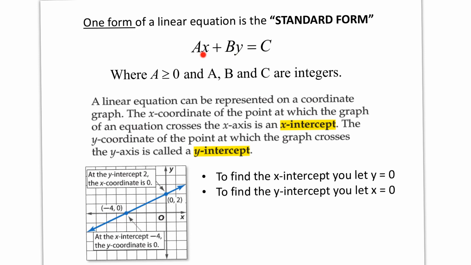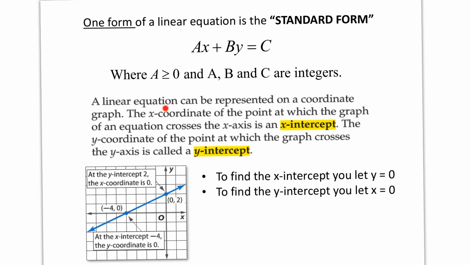X and y are on the same side of the equation, so that's another thing that you have to look for in standard form. And the constant is on the other side of the equal sign. Oh, and something else, x is always before the y. That's usually how we write down standard form: Ax plus By equals C, your constant.